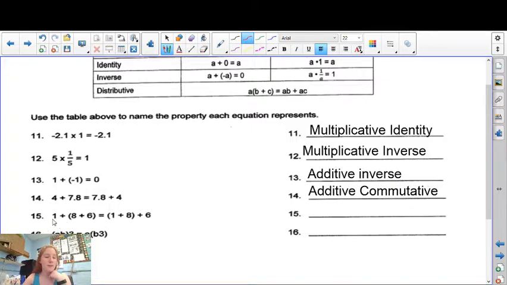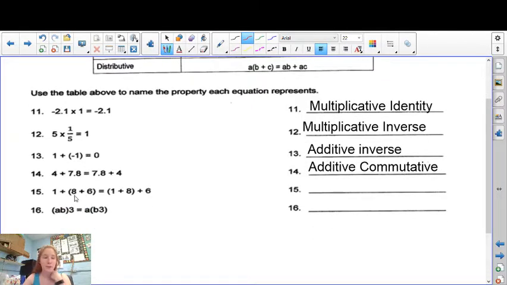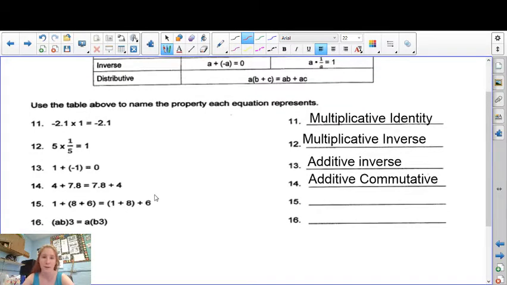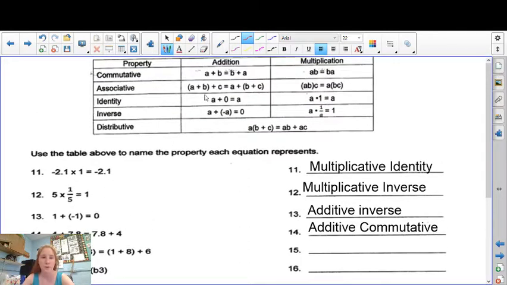Okay, 15. I have 1 plus 8 plus 6 is equal to 1 plus 8 plus 6. Well, I stayed in the same order, but let's look at my groupings. At first, I'm going to add 8 and 6 and then add 1. The second part, I add 8 and 1 and then add 6. So which one deals with the groupings? Associative.